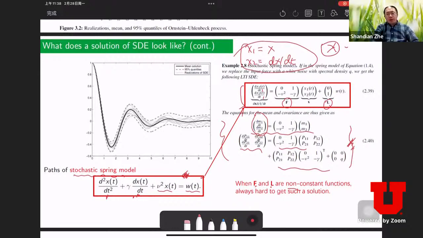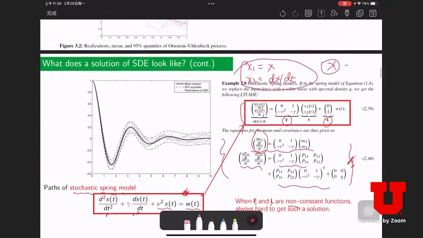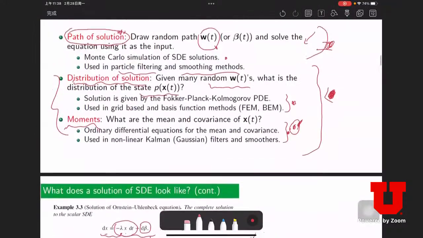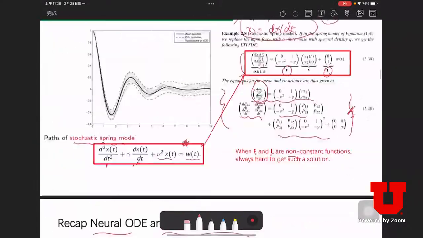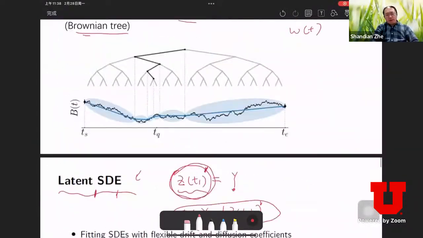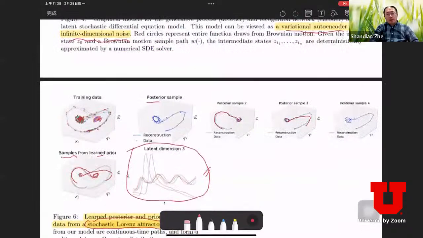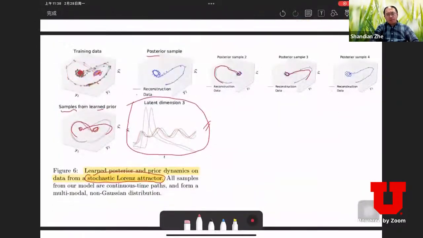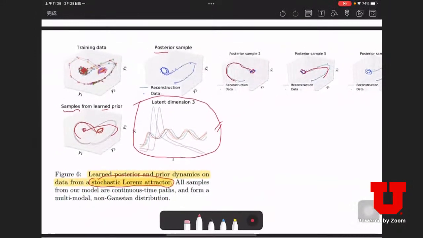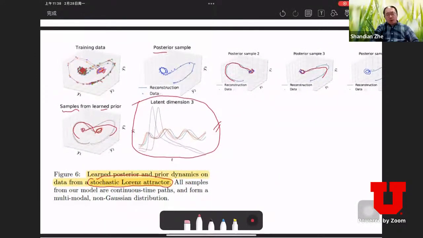What's the major motivation of using SDE? They're talking about how lots of applications have randomness, and with this randomness, with the SDE, we can do better. Because naturally the neural ODE itself is not a Bayesian model, is not a probabilistic model.